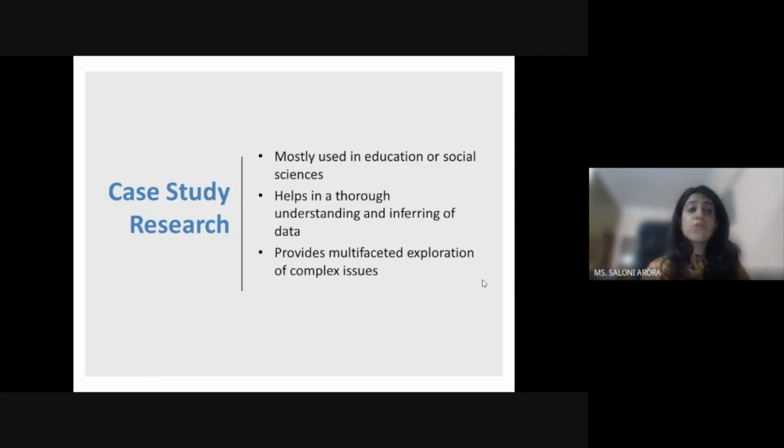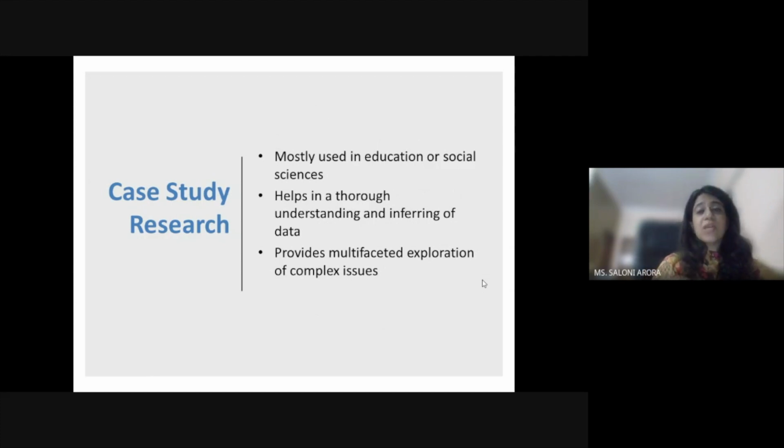Now we move on to the case study research. Now, case study research is a very common method that all of us are aware of. Mostly we've seen this in the education sector or the social sciences where a certain case study is given and you have to give your idea of the case study. What do you think about an already occurring event or an already happened event? So, this method helps you to understand how the respondent is reacting to or perceiving that situation.